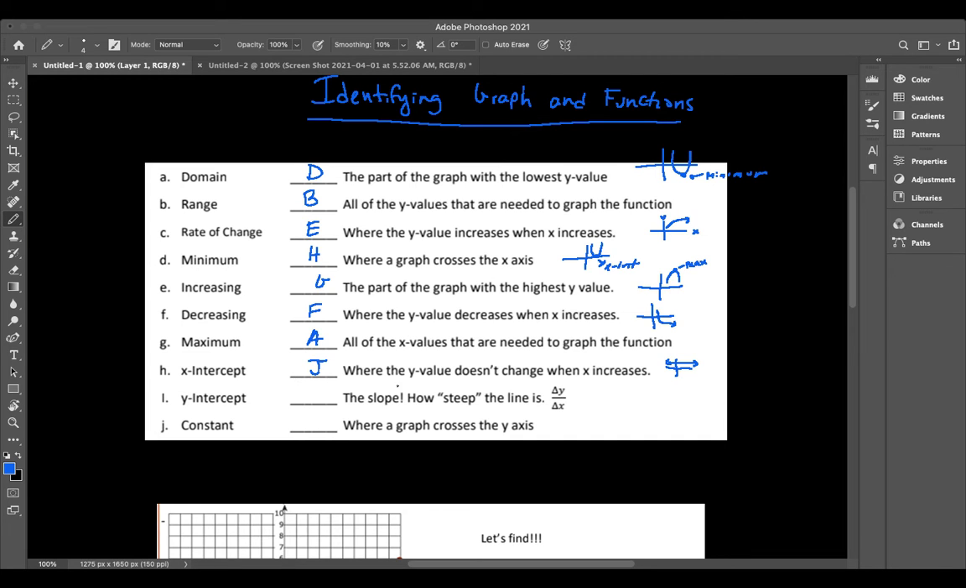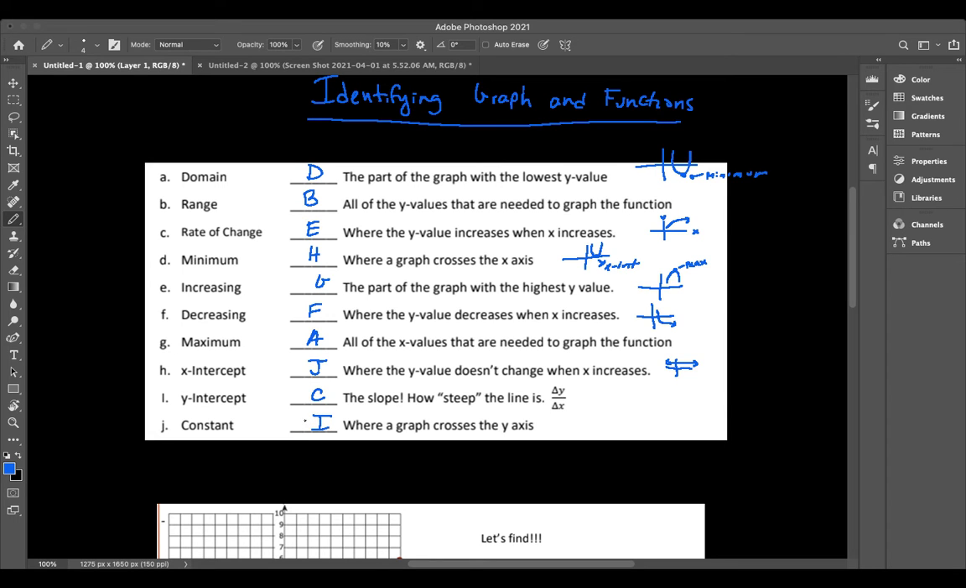All right. Next one is the slope, how steep it is, and change in y over change in x. So we should all know that one. That should be easy. That's the rate of change. Okay. We talked about that ad nauseum last unit. And the last one was where the graph crosses the y-axis. That's easy. That's the y-intercept. I said the I-intercept, but that's the y-intercept.